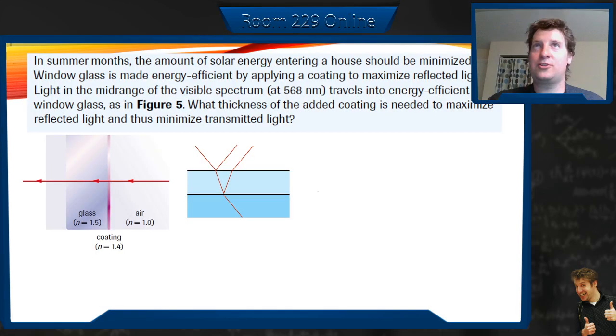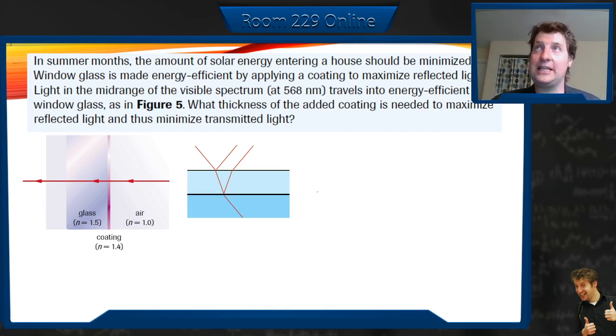So let's try an example here. In the summer months, the amount of solar energy entering a house should be minimized. Window glass is made energy efficient by applying a coating that maximizes reflected light. Light in the mid-range of the visible spectrum, 568 nanometers, travels into energy efficient window glass. Now, what thickness of the added coating is needed to maximize the reflected light?